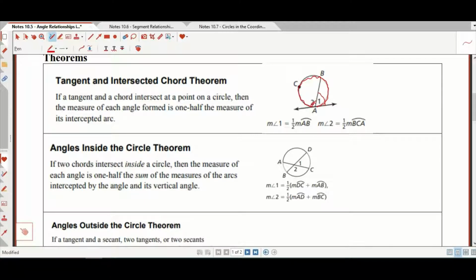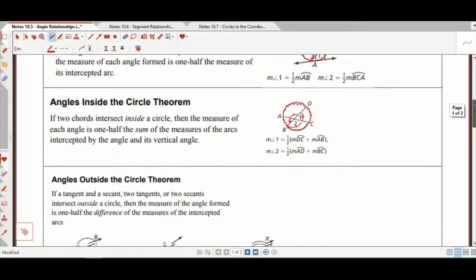Angles inside the circle theorem. If two chords intersect inside the circle, then the measure of each angle is 1/2 the sum of the measures of the arcs intercepted by the angles and its vertical angle. That is, this angle and this angle, which by the way are congruent because they're vertical angles, are equal to half of the sum of BC and AD, and these two angles are equal to half of the sum of those two together. That is the average of them, because they have to be the same measure anyway.